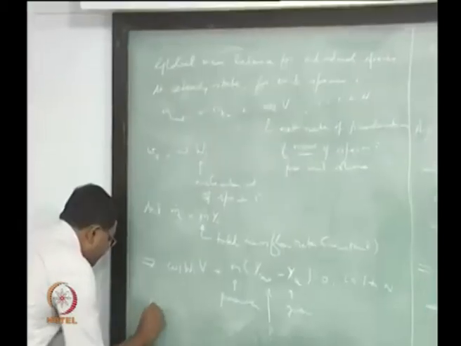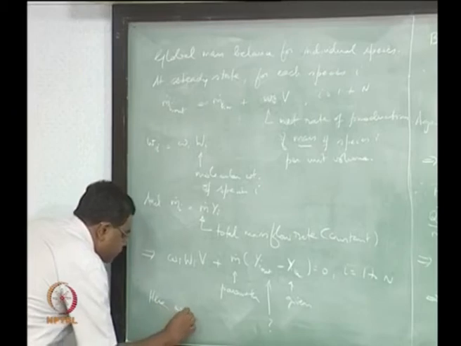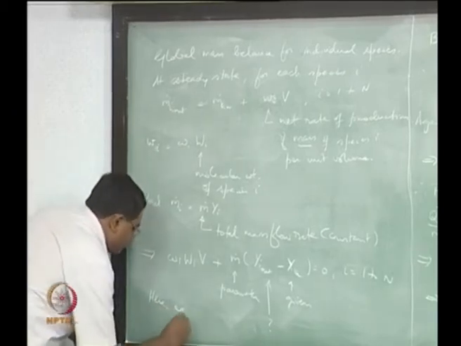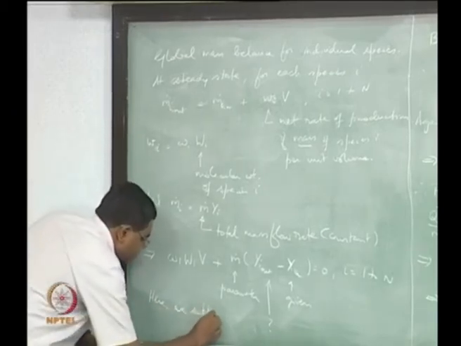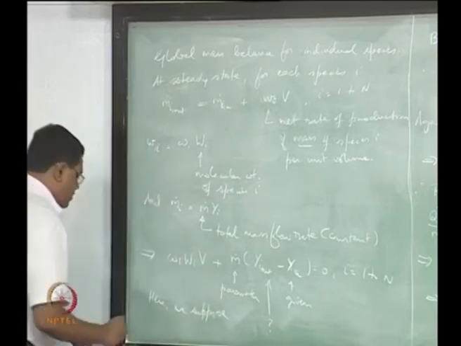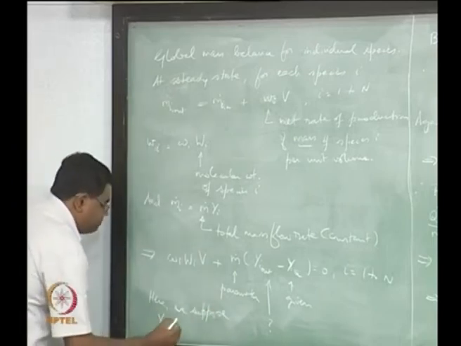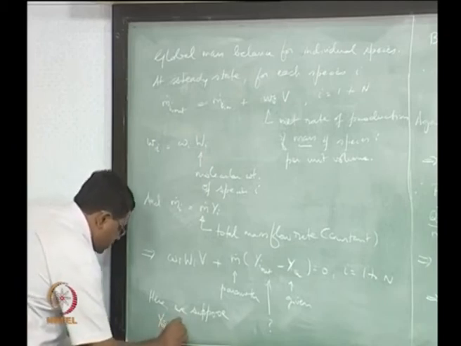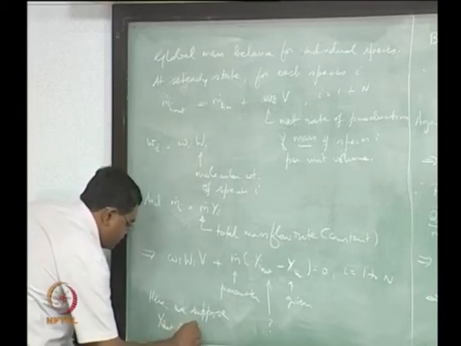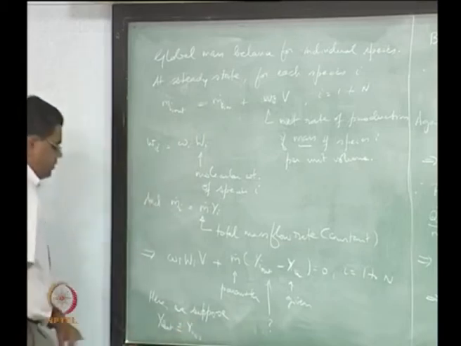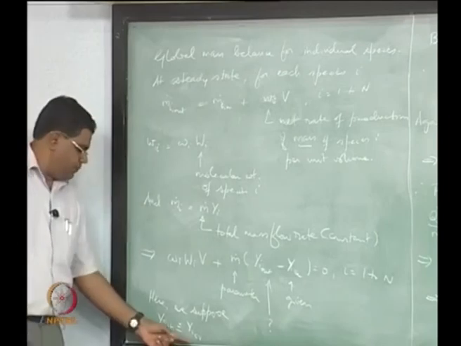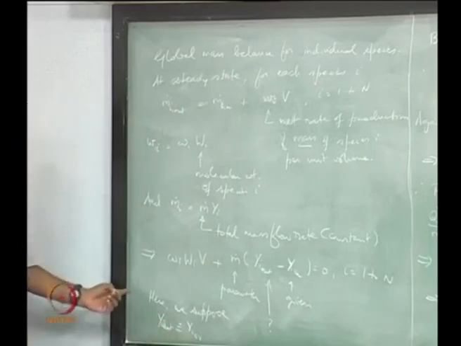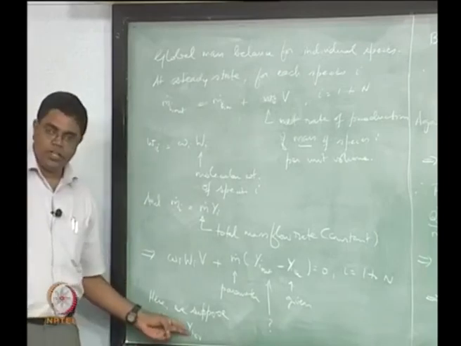So here we suppose, right, yi out is identically the same as yi CV, where yi CV stands for the composition in the control volume.